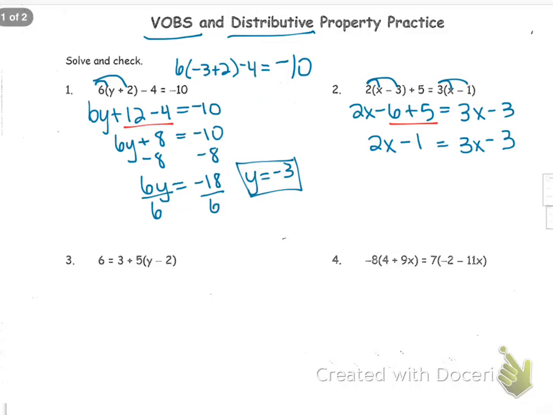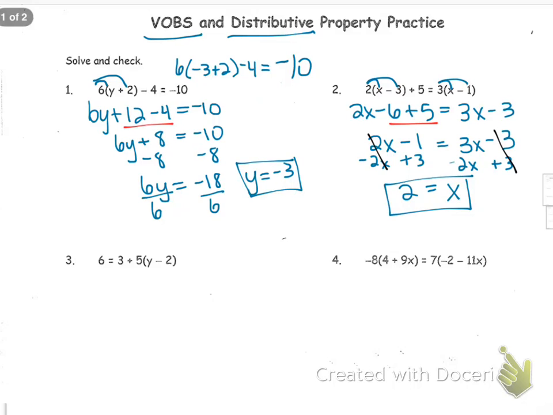Okay, now I need to put the x's together and the numbers together. So I'm going to subtract 2x. That gets rid of the 2x. Then I'm going to add the 3. That gets rid of the 3. So then I have 2 equals x. Okay, so once again I could plug 2 into both sides of the equation and see if it matches and see if that works. Now this is all from Algebra 1, so this should be bringing back to you some Algebra 1.